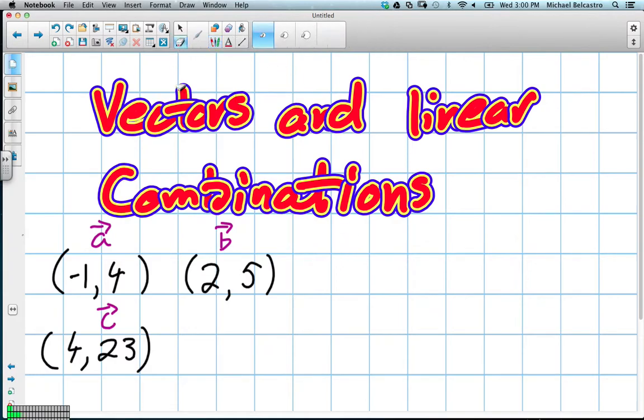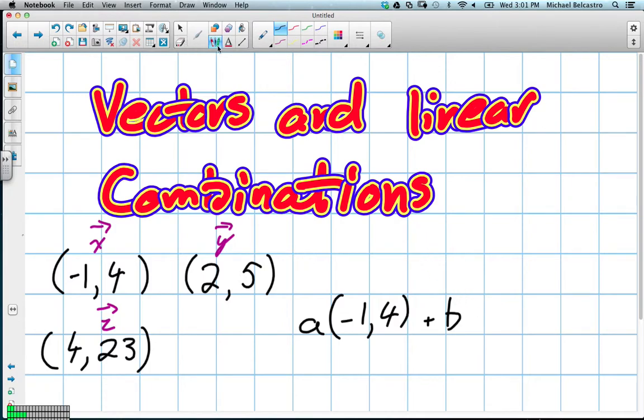Maybe I'll actually call these x, y, and z. So we'll call our scalars A, B, C, just so we don't get too confused here. That's what we did before. So vector x, vector y, we're going to create vector z. So our scalar multiple of the first one is A multiplied by negative 1 and 4, and some B is a multiple of 2 and 5, which will essentially create our 4 and 23.